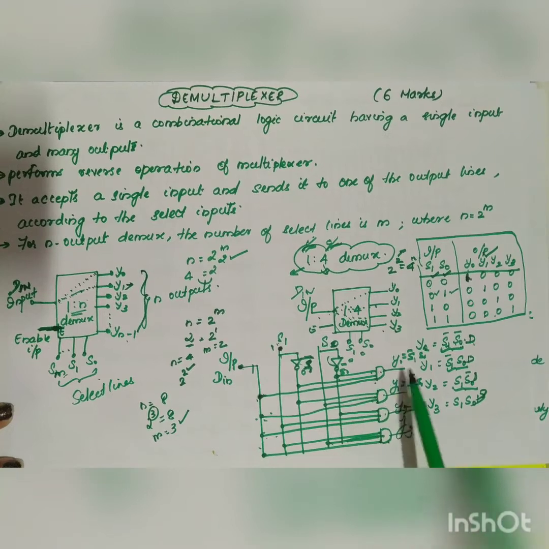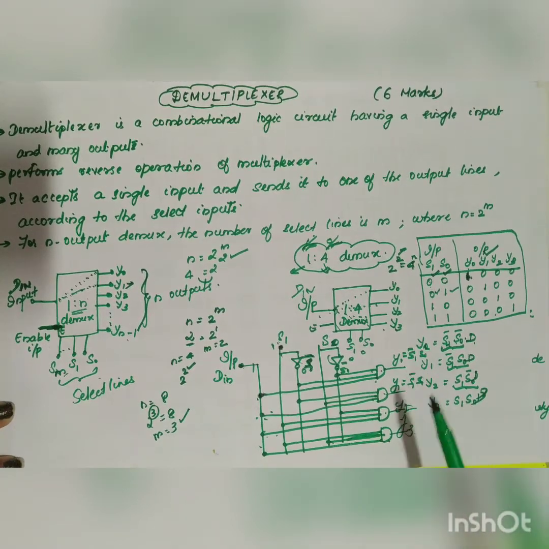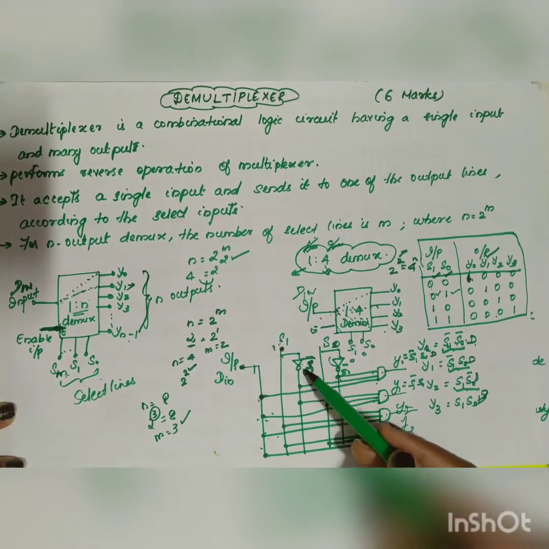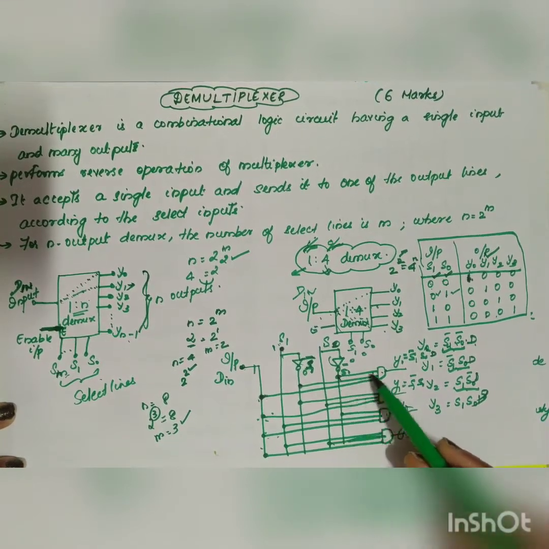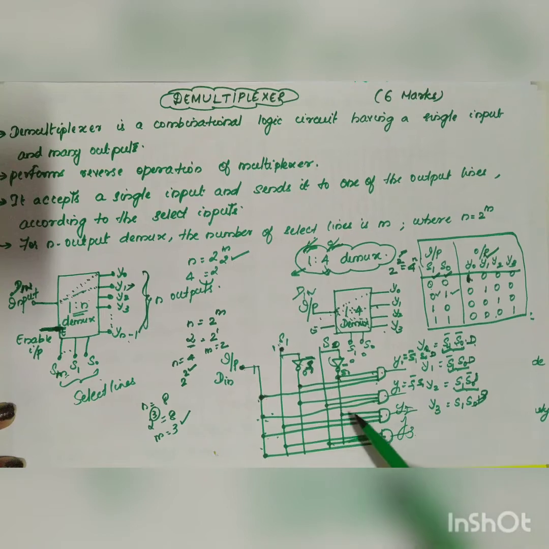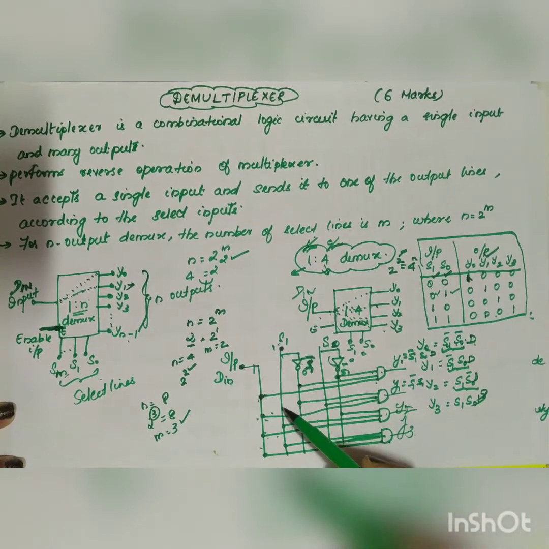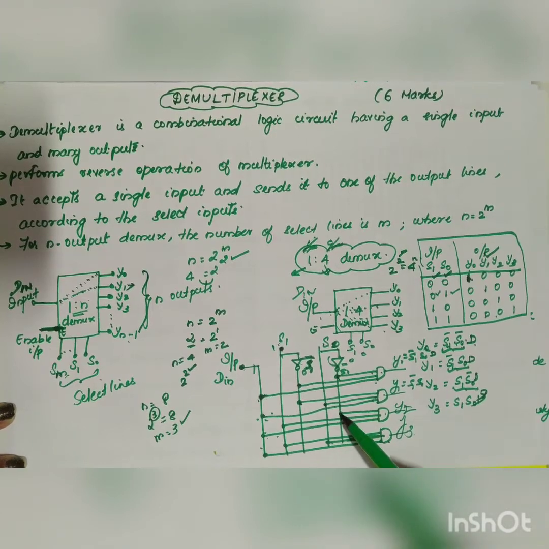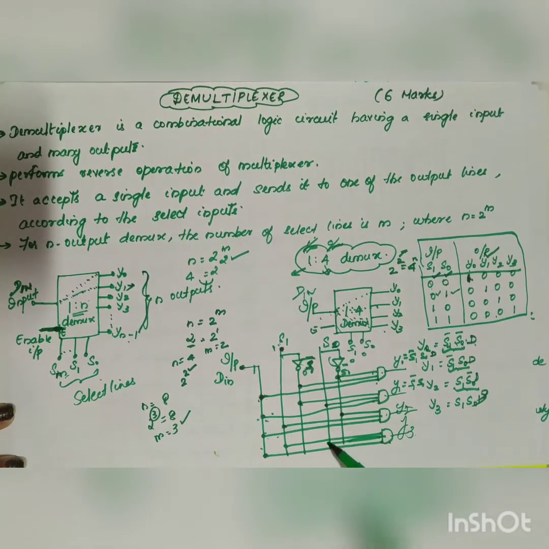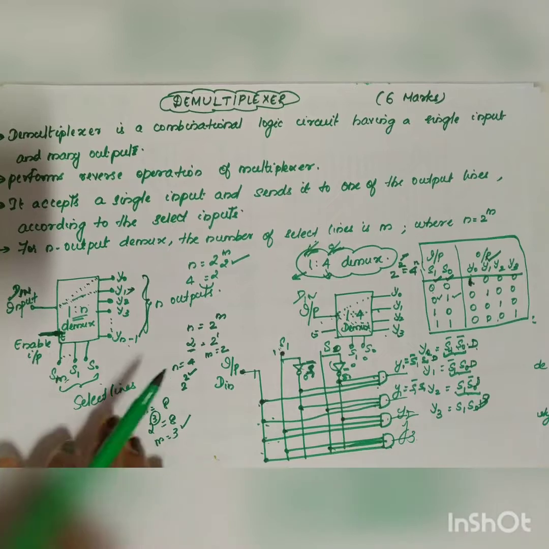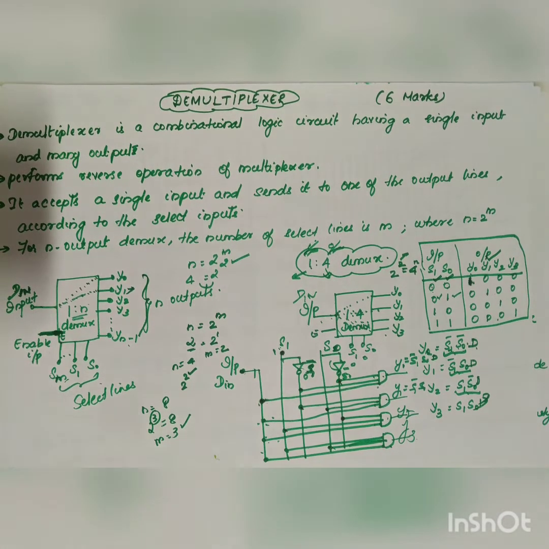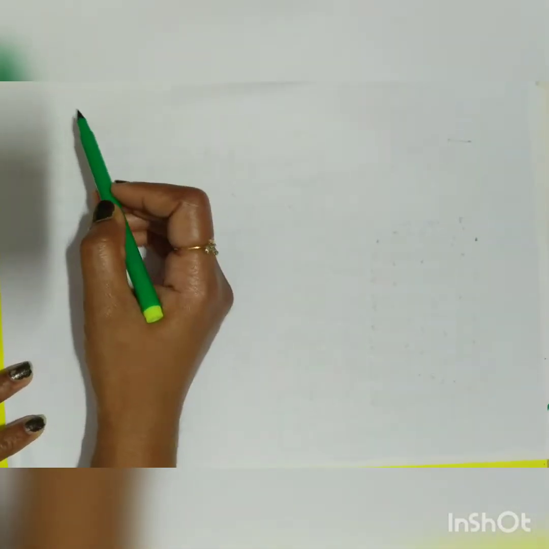So what will be your first expression? Y0 is equal to S1 bar S0 bar into D. D you have already given, now you have to give S1 bar S0 bar. Similarly, what will be your second? S1 bar and S0. Next you will get S0 bar, S1. Last, you will get both high. So this is how you have to design a demultiplexer. Okay, one of the commonly asked questions for university is the 1:8 demux. So what will be your block diagram?